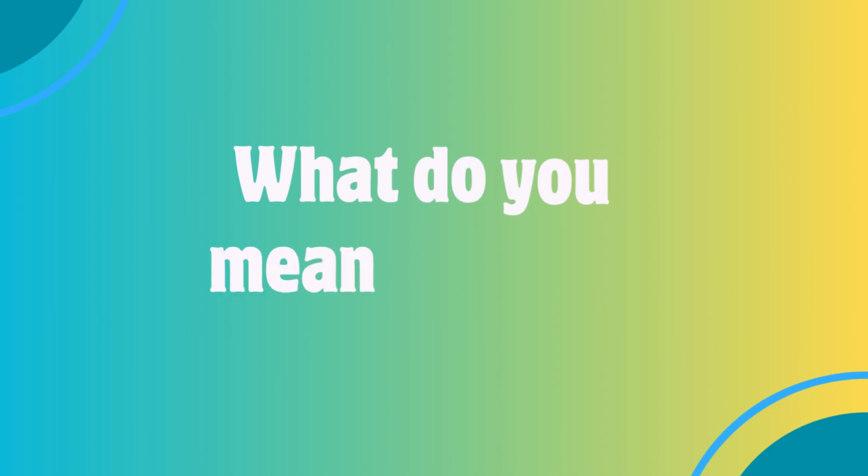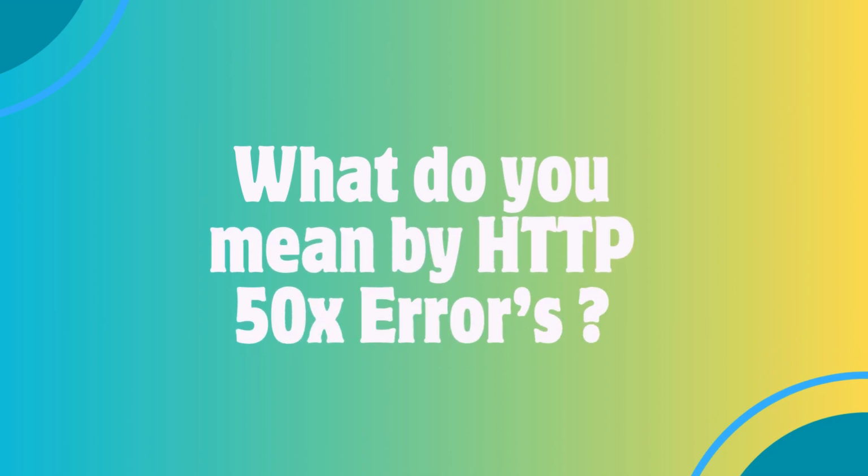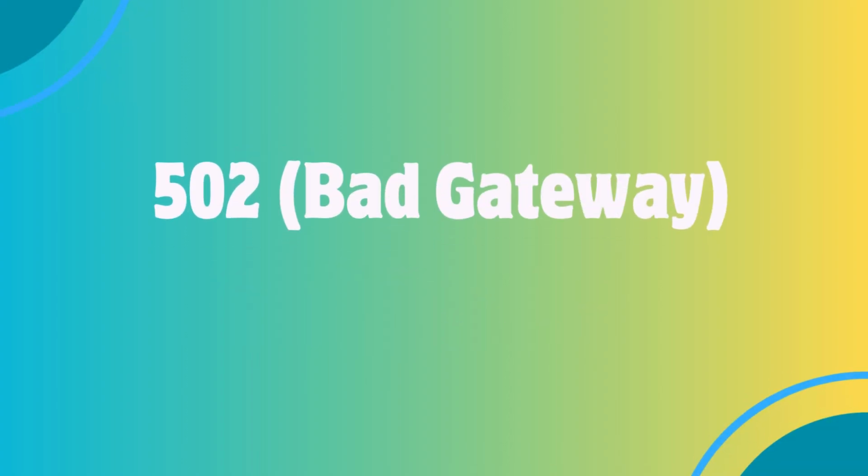What do we mean by HTTP 5OX errors? 5OX errors indicate a server-side issue. These errors occur when something goes wrong between the client and an intermediary like a load balancer or proxy, and the backend server. Okay, let's talk about 502.